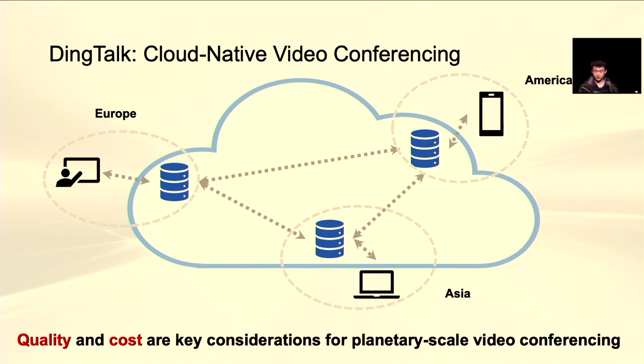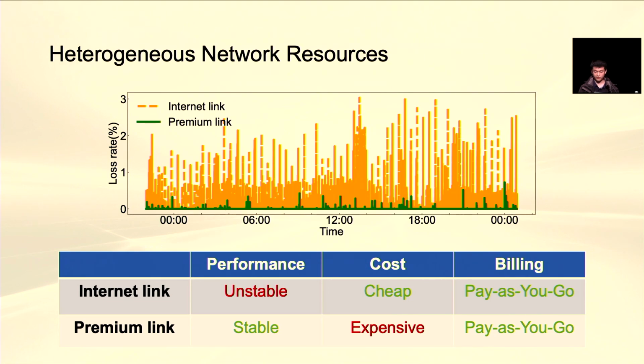However, simply using resources provided by the cloud platform cannot meet the requirements of video conferencing. The cloud platform provides heterogeneous network resources, including internet links and premier links, but they are imperfect. Different from traditional on-premise deployment, network usage on cloud platform is priced based on egress data volume and unit egress fees. Internet links are cheap, but they are unstable due to their best effort nature. As shown in the figure, the loss rate of internet links can be as high as 30% and is much higher than that of premier links.